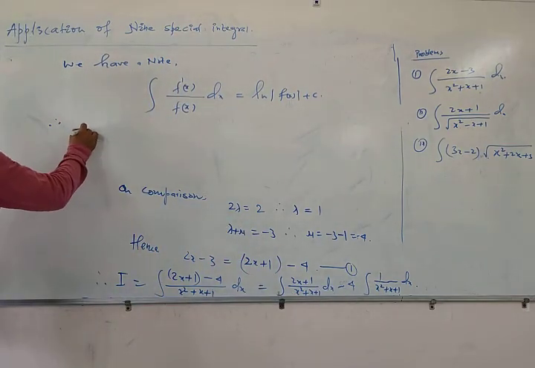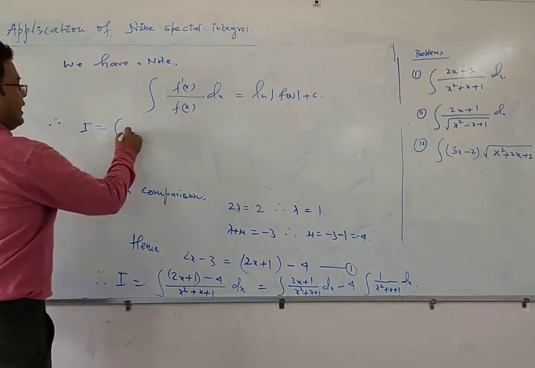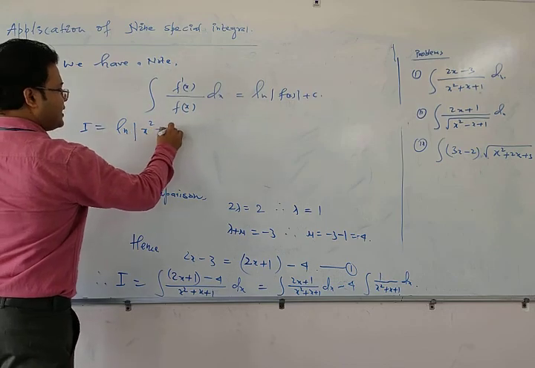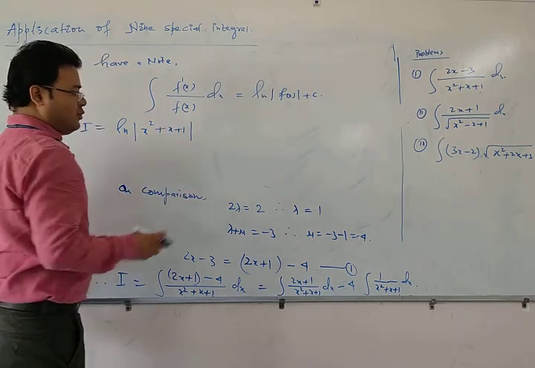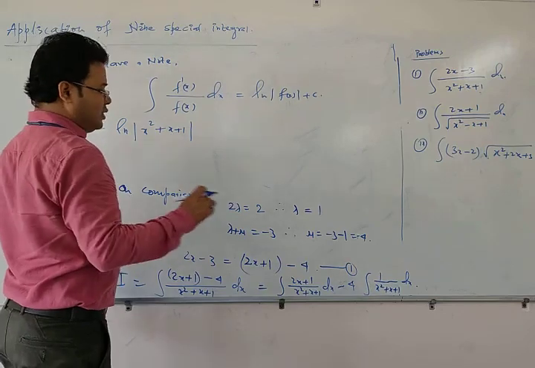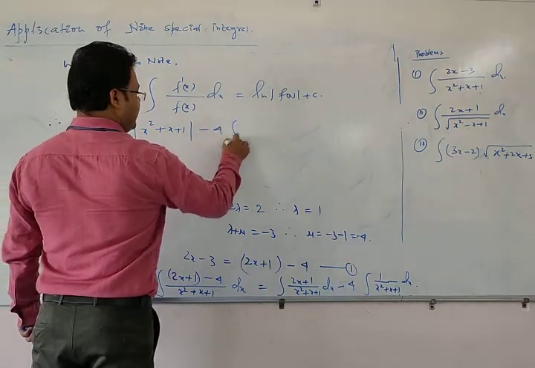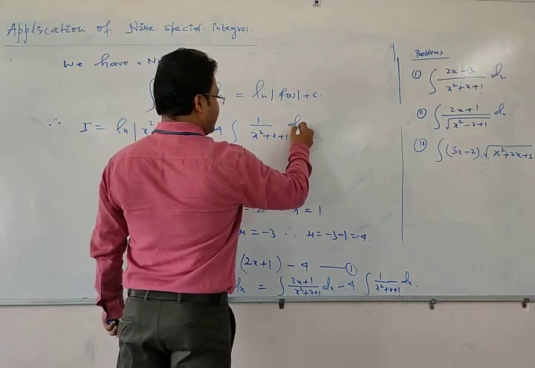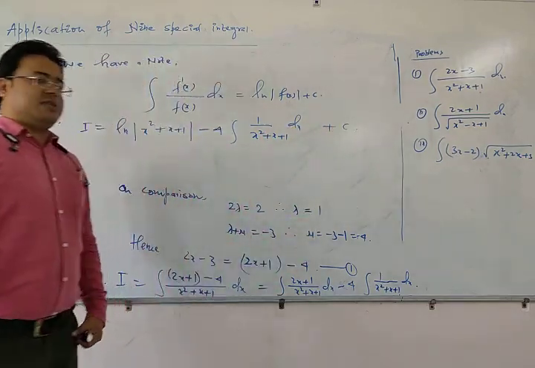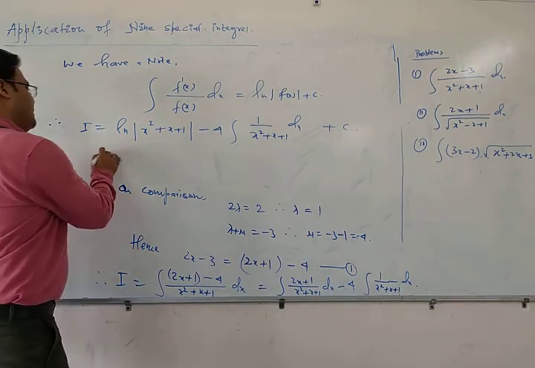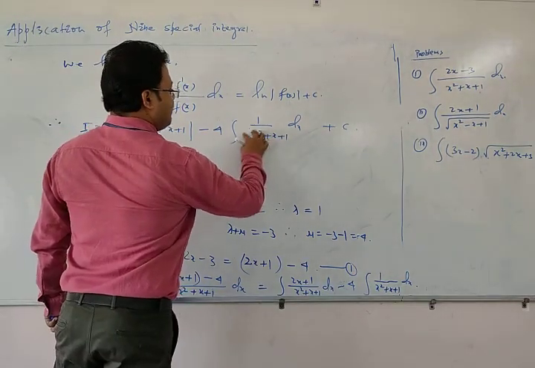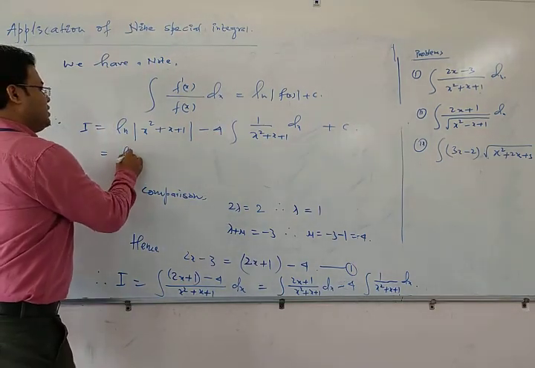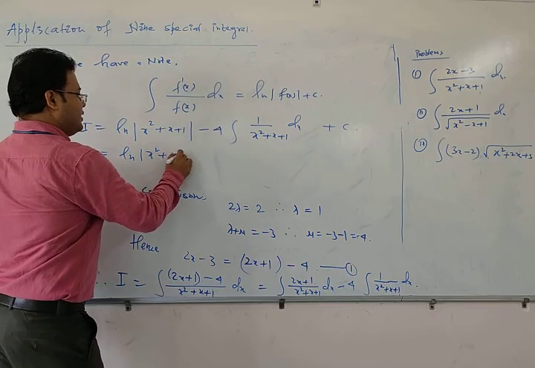So therefore I becomes ln mod x square plus x plus 1 plus constant term c. You will write in the last of this integration, minus 4 integration of 1 upon x square plus x plus 1 dx, and lastly put the constant of integration. Here you can see that this is the first type, type A, of the use of the special integral. So using type A, we can write its integral.